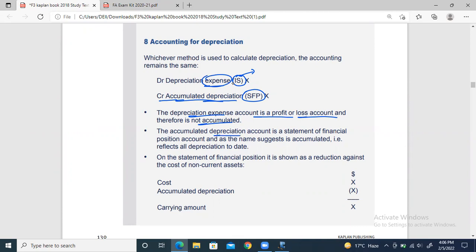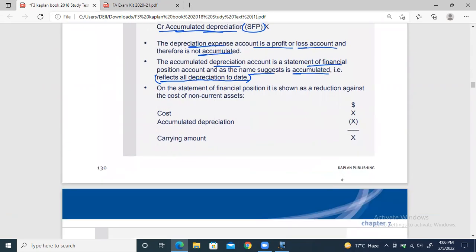And the accumulated depreciation is written in the statement of financial position. As the name suggests, it is accumulated. That means it reflects all depreciation to date. This is the meaning of accumulated. It reflects all depreciation till date. Okay. And this carrying amount, I've also explained to you. If we minus the depreciation from the cost, we get the answer of carrying value, carrying amount.